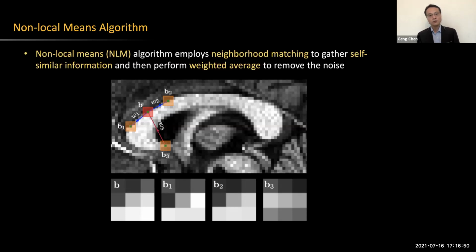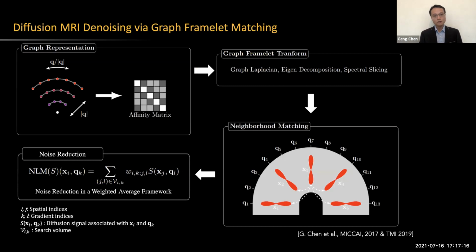But it is designed for 2D or 3D grid-structured images. As mentioned in the background, diffusion MRI data is defined in a joint q-space, which is a 6D dimensional space. So we are not able to directly use non-local means to remove the noise for diffusion MRI data. To address this challenge, we propose to remove the noise in diffusion MRI data using graph framelet matching.